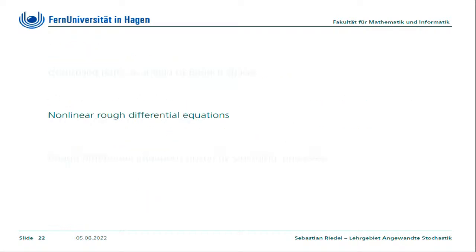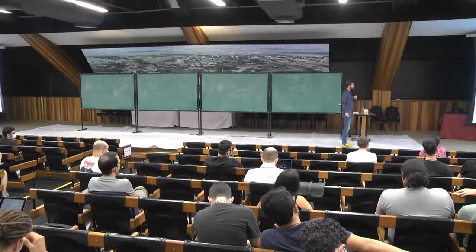Good. So this was it. This is what I wanted to tell you about controlled path as field of Banach spaces. And now we continue with a more traditional part, what you also find in the book. So this was a bit new, the first part. So, nonlinear rough differential equations.